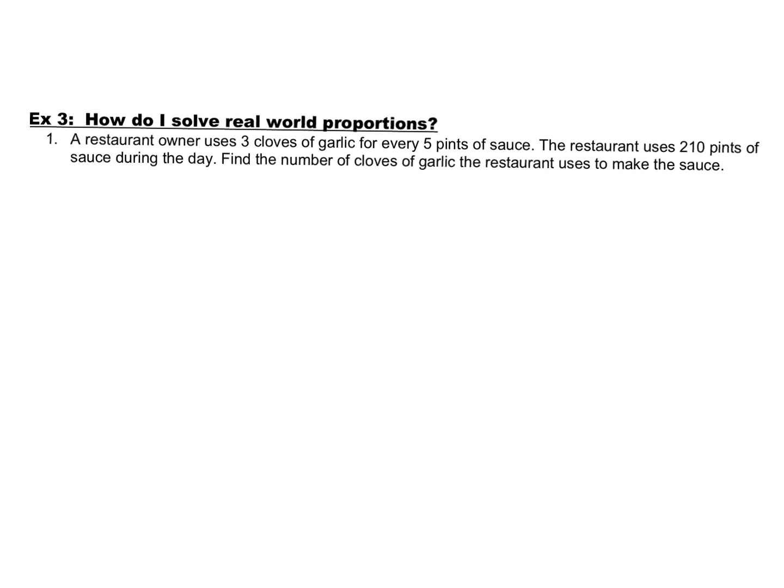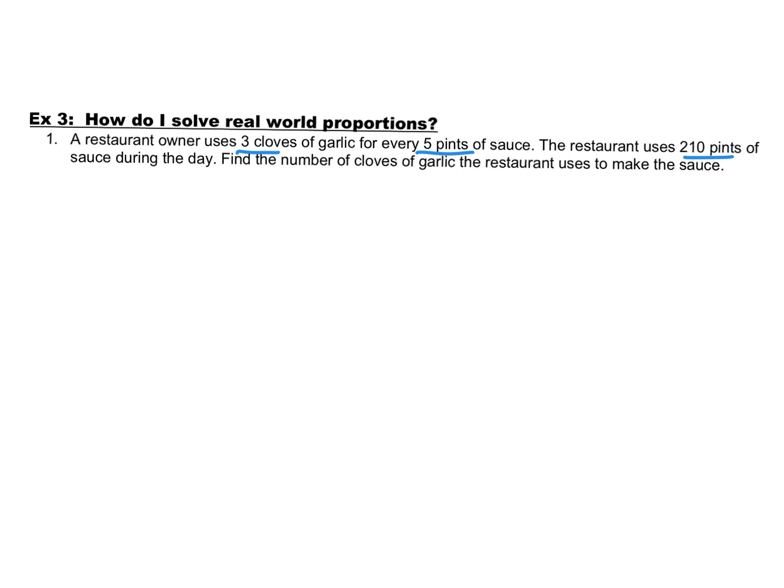All right, example number 3, how do I solve real world proportions? So number 1, it says a restaurant owner uses 3 cloves of garlic for every 5 pints of sauce. The restaurant uses 210 pints of sauce during the day. Find the number of cloves of garlic the restaurant uses to make the sauce.